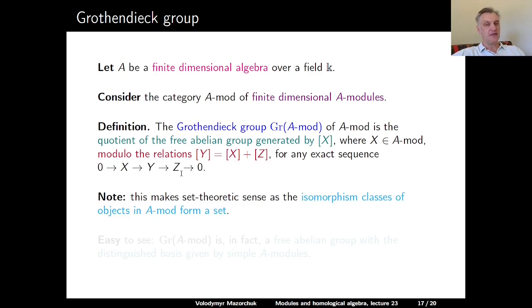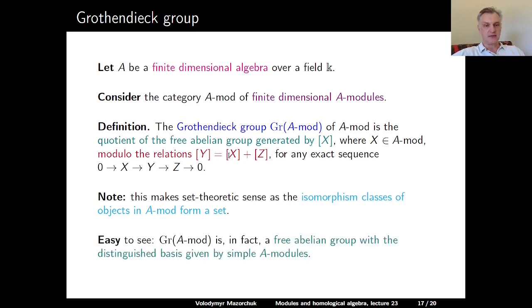Note that this makes set theoretic sense. Also, A-mod is not a small category. It is essentially small. The isomorphism classes of objects in A-mod form a set. And our relations in particular imply that the symbol of Y is equal to the symbol of X if X and Y are isomorphic. So this implies that this group makes set-theoretic sense. Well, and it is also easy to see that this group is in fact a free abelian group with a distinguished basis given by the images of the simple A modules in this group.